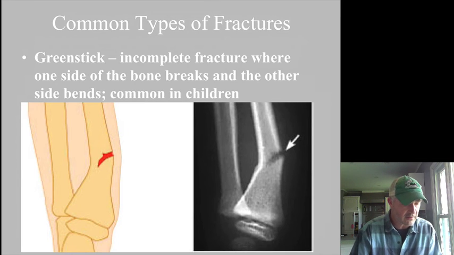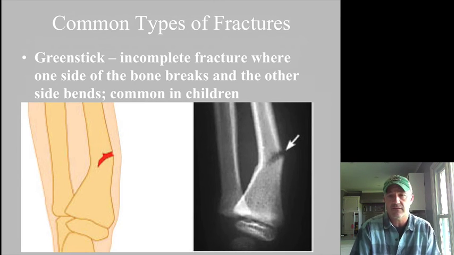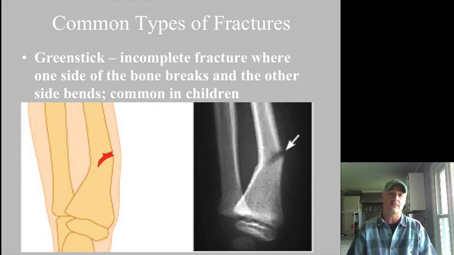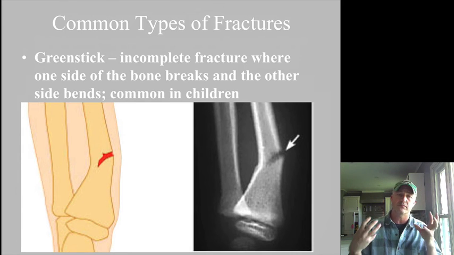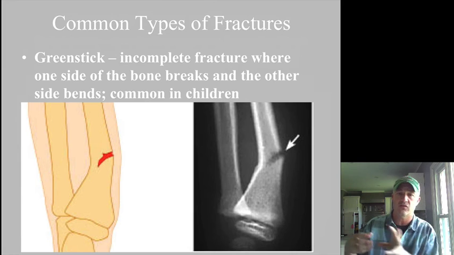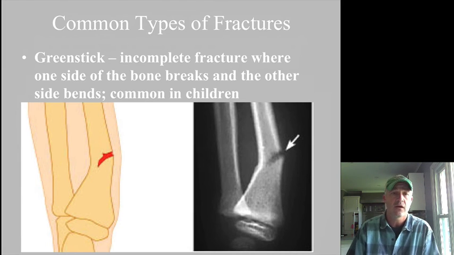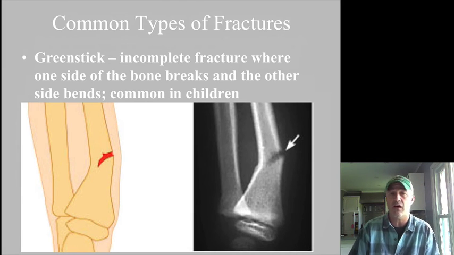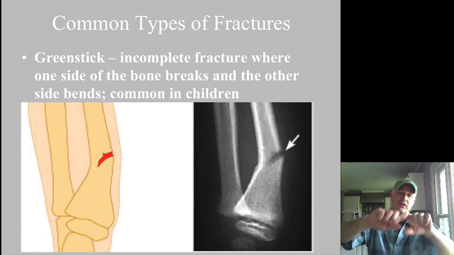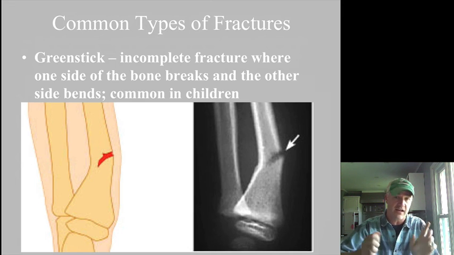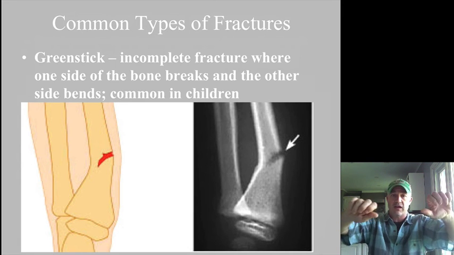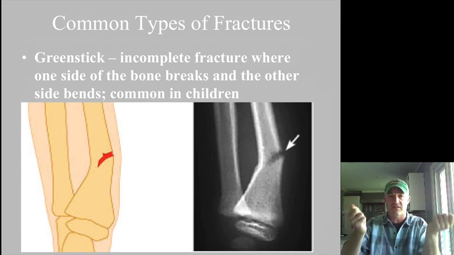Greenstick fractures are another interesting one here. When you're younger, there tends to be a little more collagen relative to the calcium salts in the bones. So younger children tend to have what I would call more flexible bones. If you've ever taken a dry branch and tried to break it over your leg, it's really easy and it'll just snap.